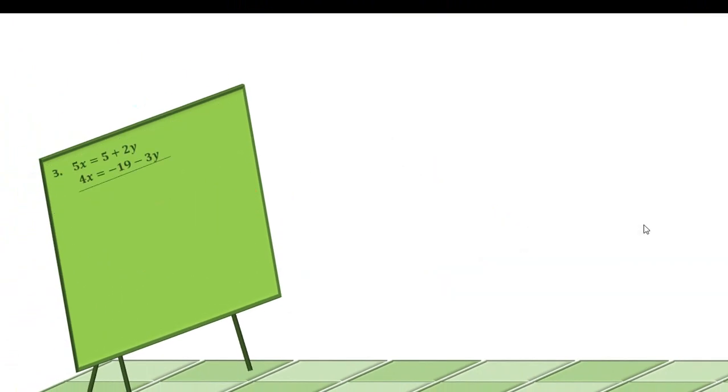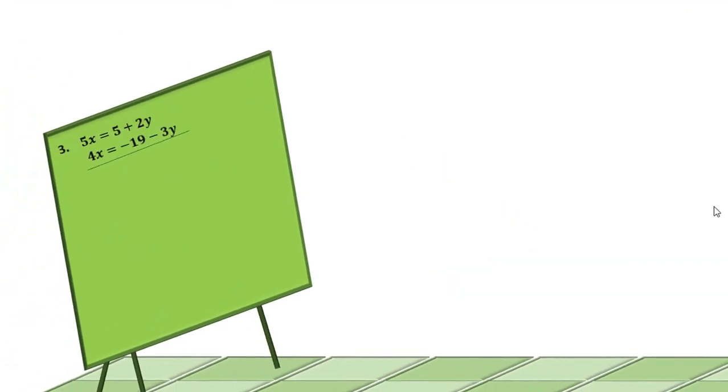Alright, question 3. This time around, we are having 5x up here, we're having 4x here. We're having 2y here, and we're having 3y here. So none of the variables has its coefficient equal in both equations.